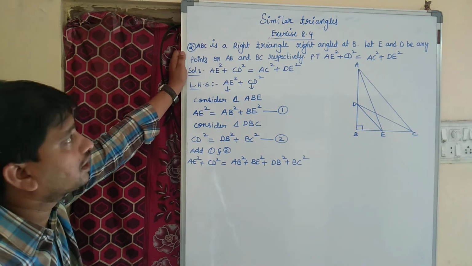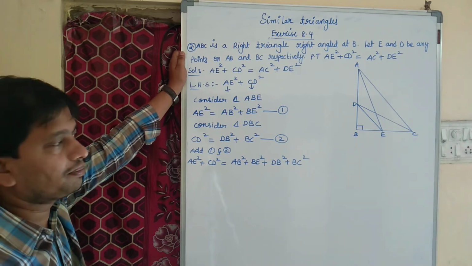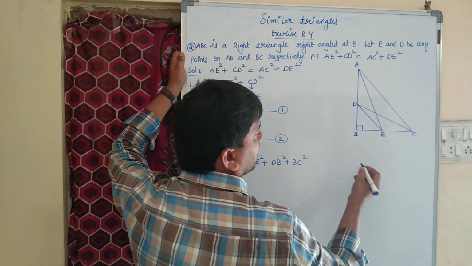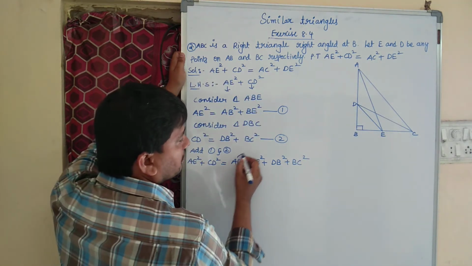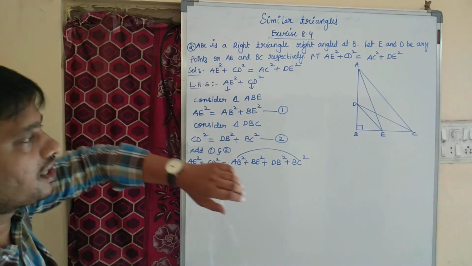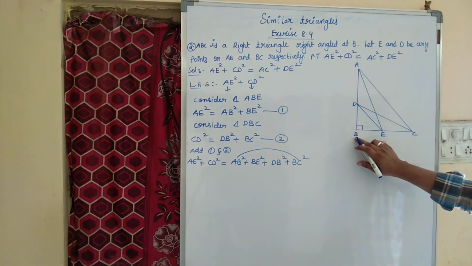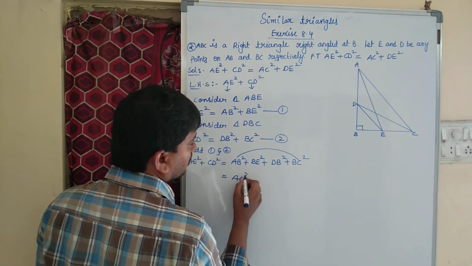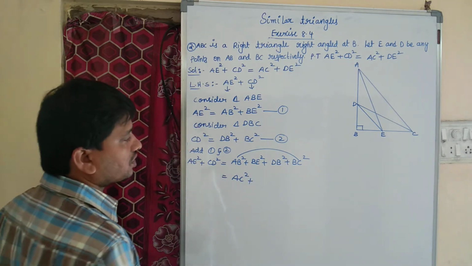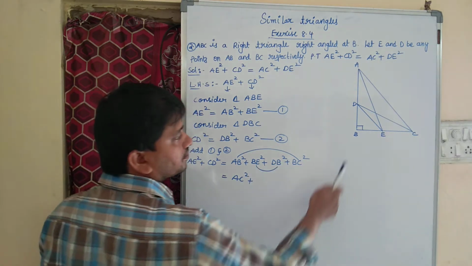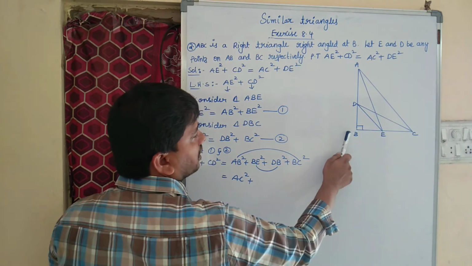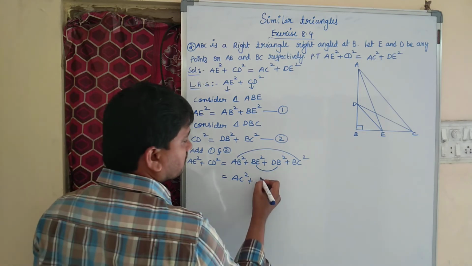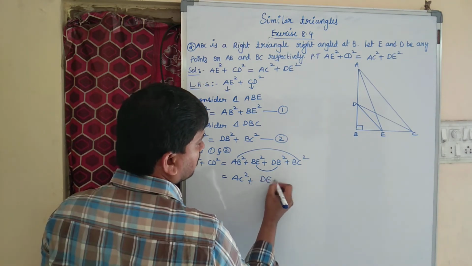Now, if you observe clearly, ABC is a right angle triangle at B. If it is a right angle triangle, then what is AB square plus BC square? By using Pythagoras theorem, AB square plus BC square is nothing but AC square. And BE square plus DB square is nothing but DE square. Yes or no? So BE square plus DB square is nothing but DE square.